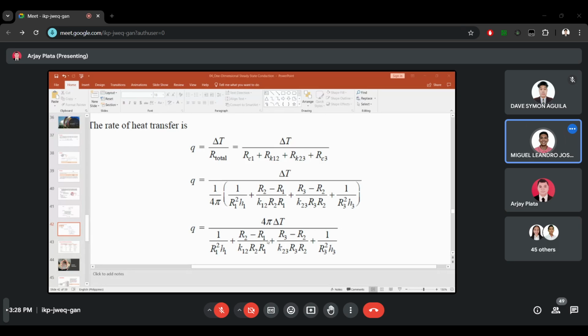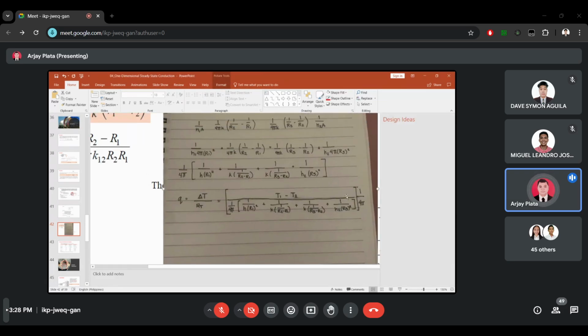Sir, na-send po. Okay, I received it. Ang hindi ko lang po nagawa doon eh, hindi ko po nalipat yung 4 pi po doon sa pinaka-numerator po. Mm-hmm. Let me check. Okay.